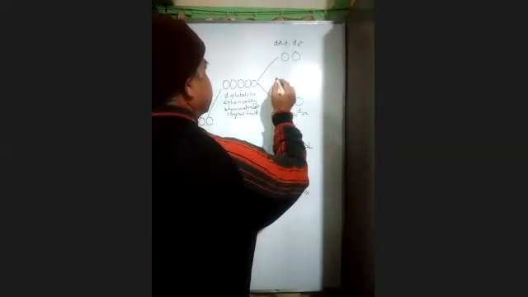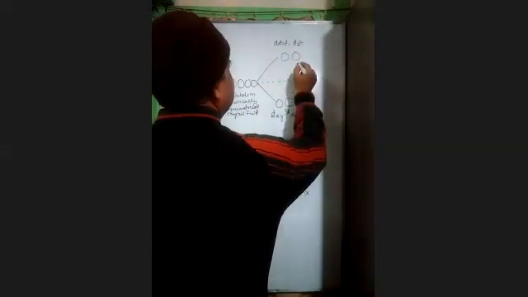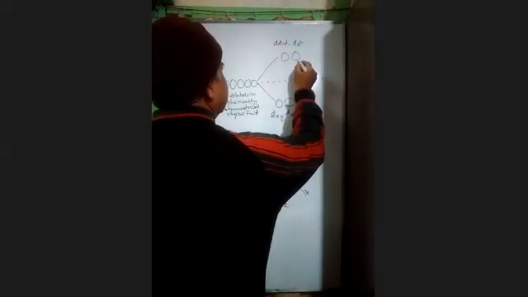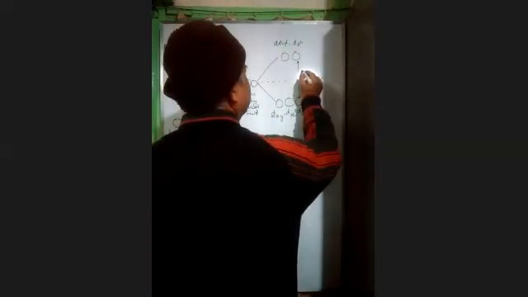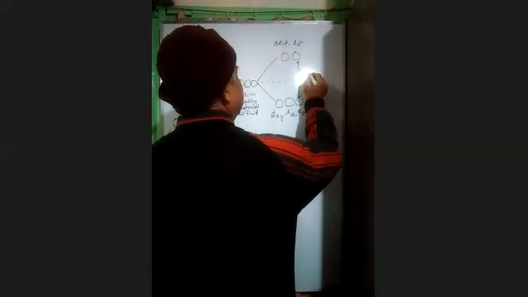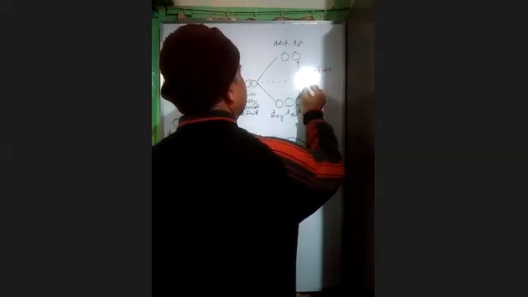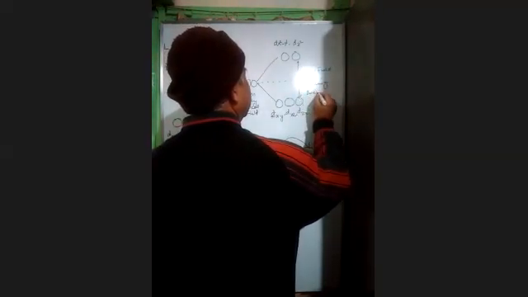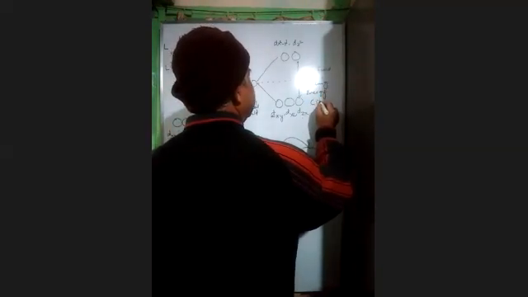This is where the splitting takes place. See here, this is the original energy level, and this is where the splitting takes place. This splitting is called crystal field splitting energy. In short form, we write here CFSE.